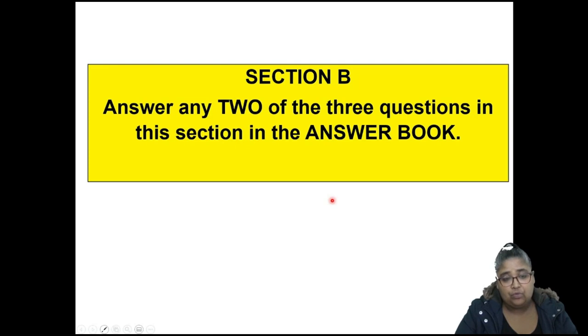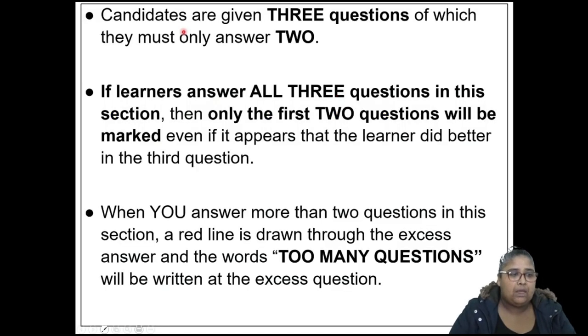So if you opt to answer question two and question three, that means 40 marks for question two, 40 marks for question three, which gives you a total of 80 marks, okay? So candidates are given three questions of which they must only answer two. If you answer all three questions in this section, only the first two questions will be marked.